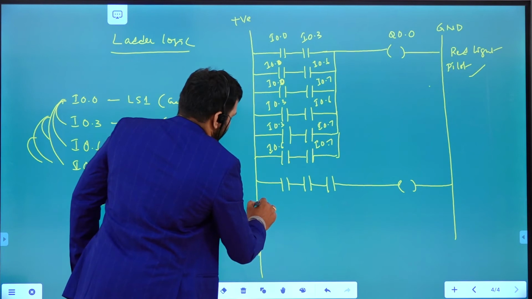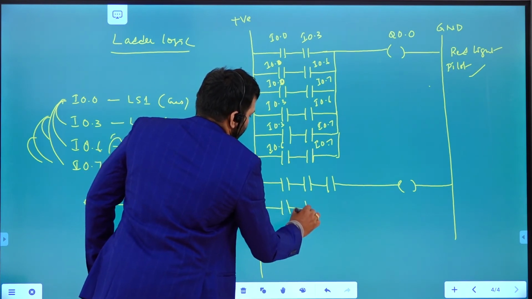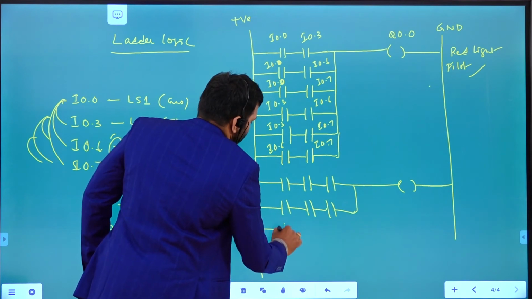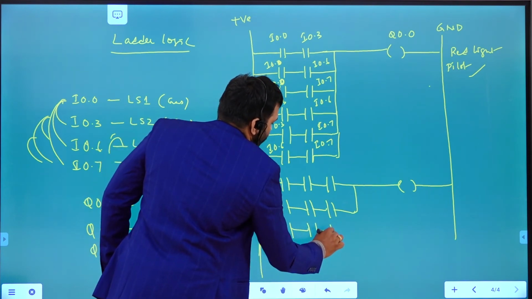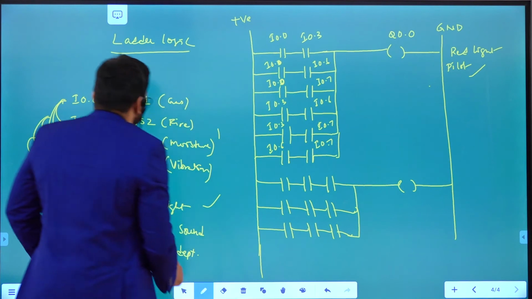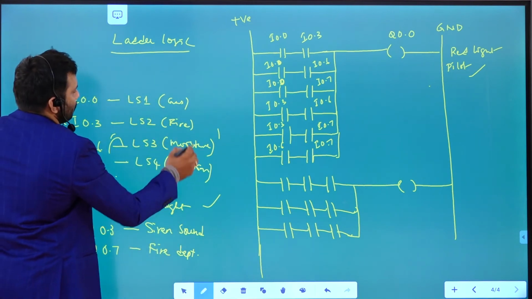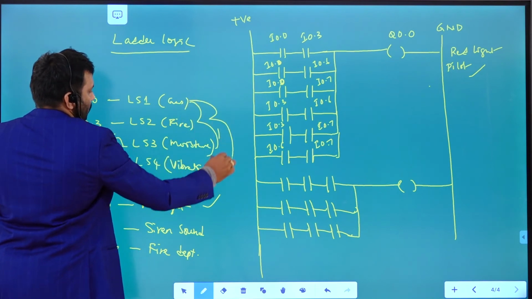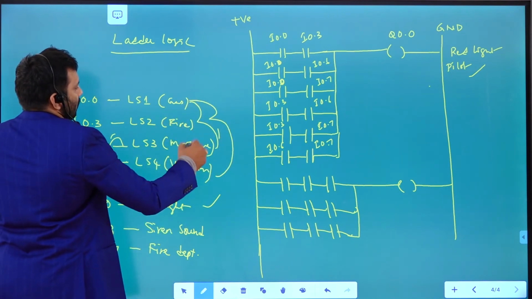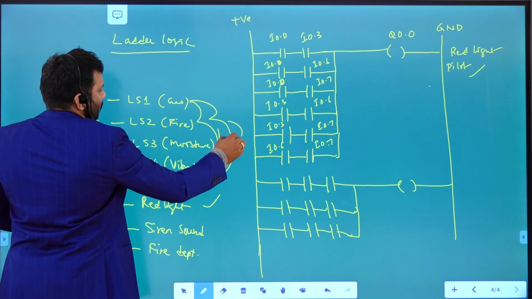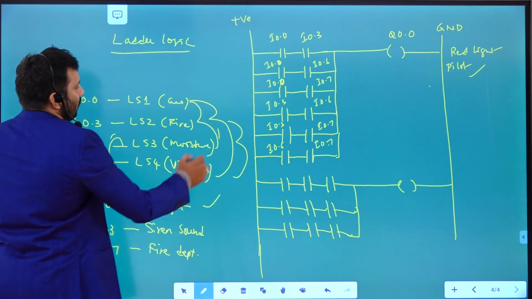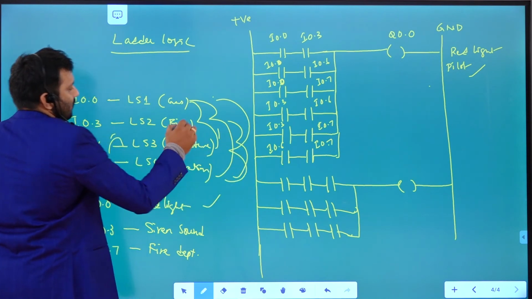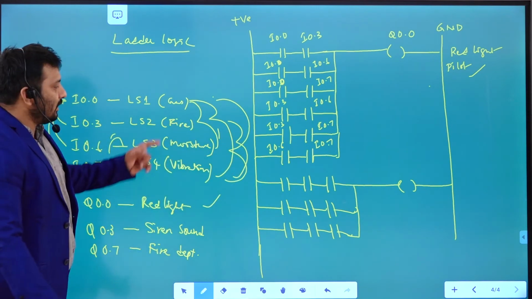Right. Any three. What are the possible combinations? Any three possible combinations, right? See here. Any three means this one, this one, this one, or this one, this one, this one, and this one, this one, this one, or this one, this one, this one, right. Like that we need to write.